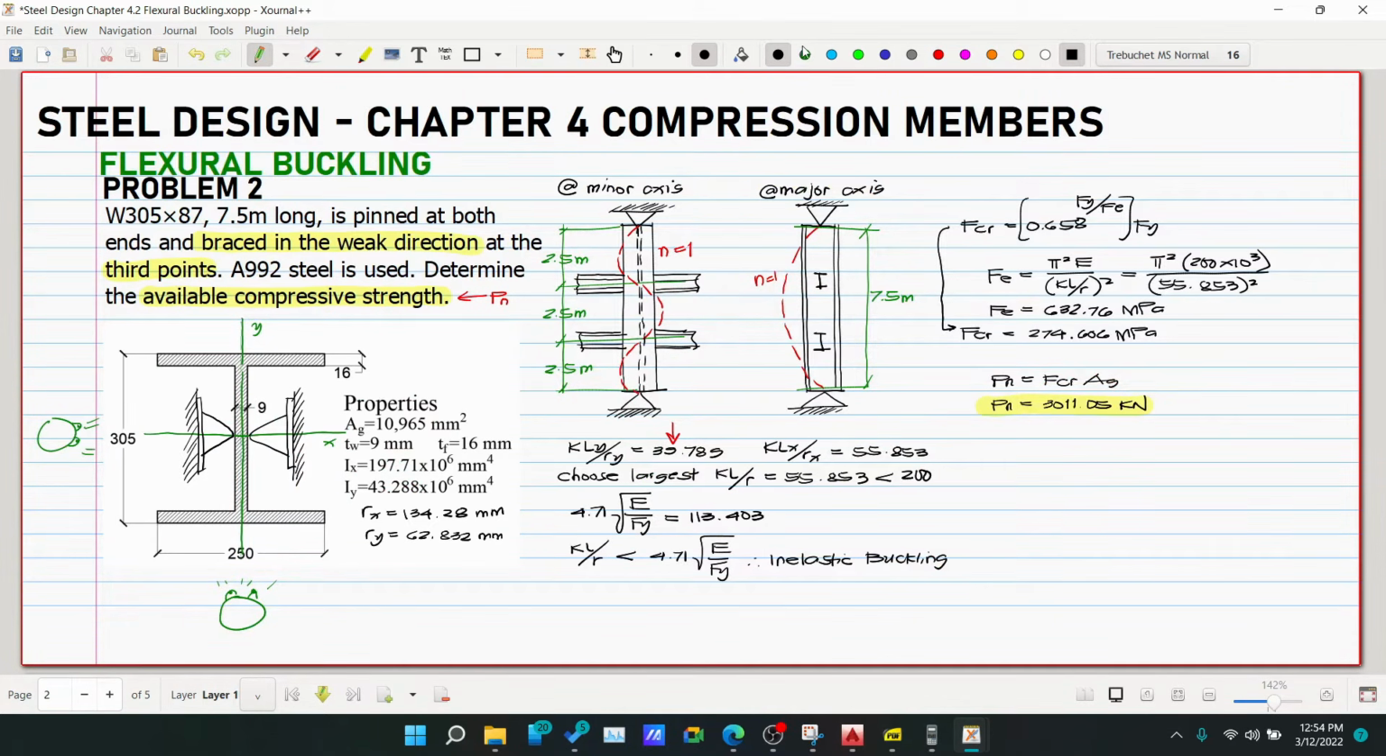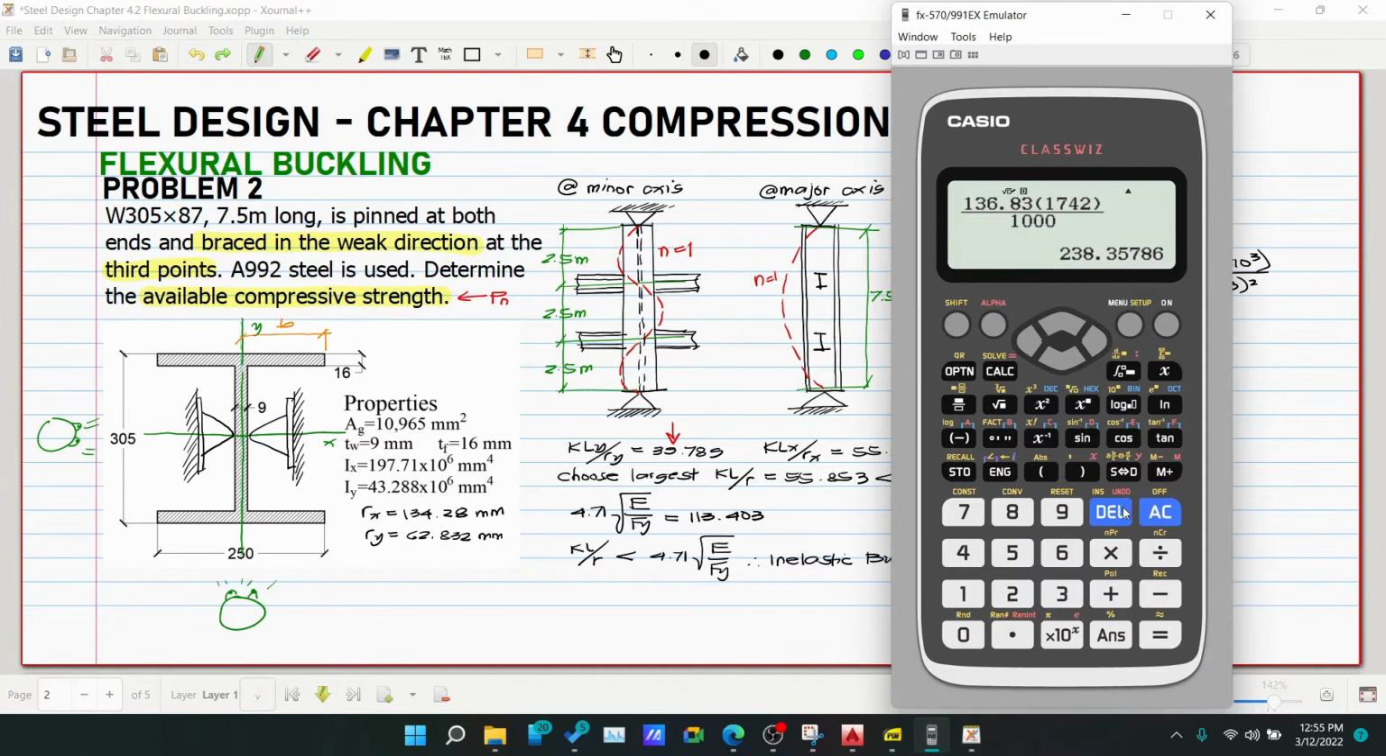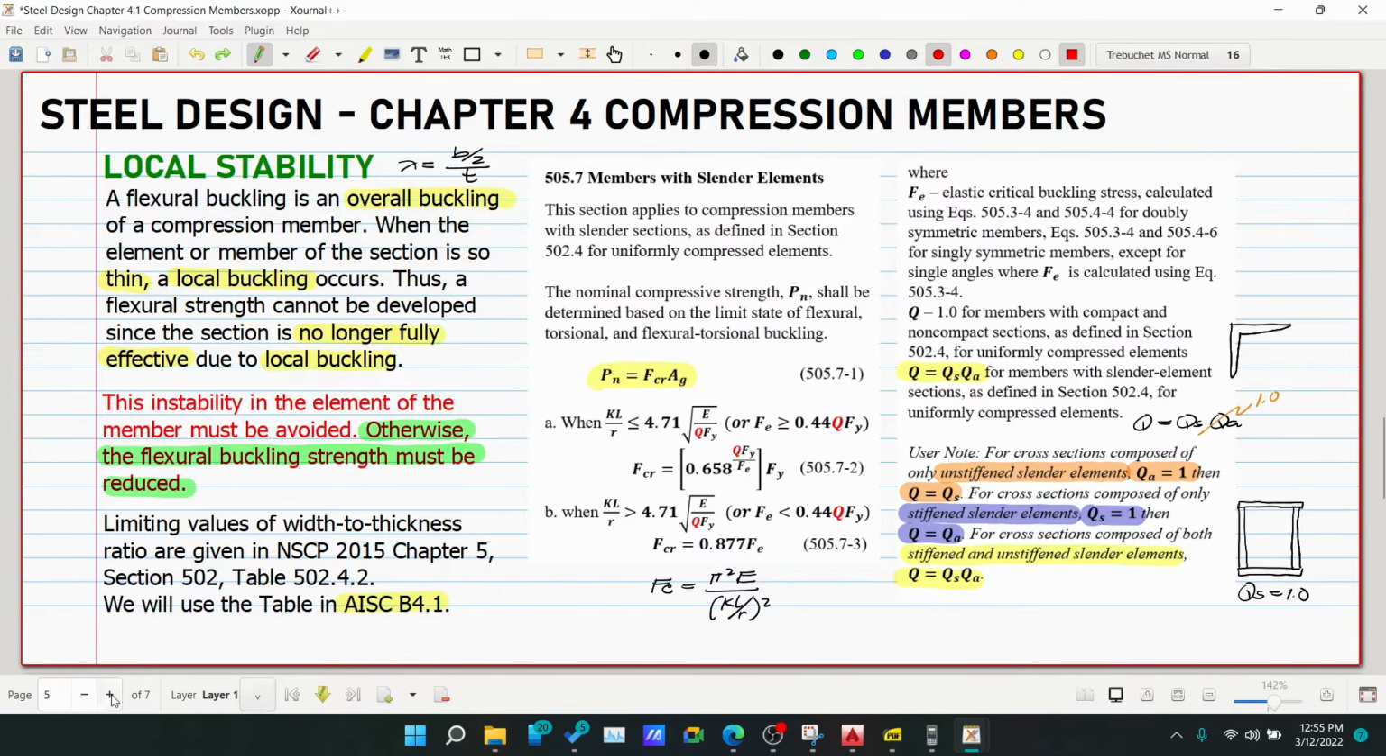So, check naman natin dito sa ating wide flange. Di ba sa wide flange natin, kakalahatiin natin yan. Ito yung ating b, at dito yung ating thickness. Para ito sa unstiffened element. So, ang b natin dito is 250 divided by 2, 125. So, 125 over 16, this is 7.813.